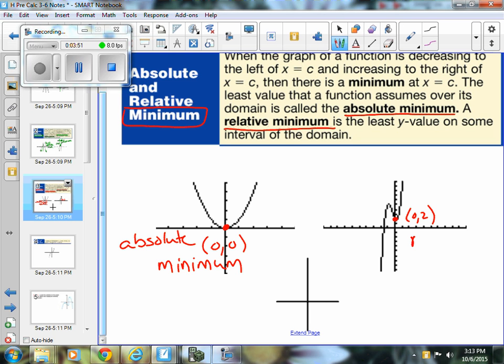Relative to the points around it, it's a minimum. It's going down and then going back up. But there are certainly other points on the graph that are lower, all these points on this branch over here. So it's not an absolute minimum. It would be a relative minimum.